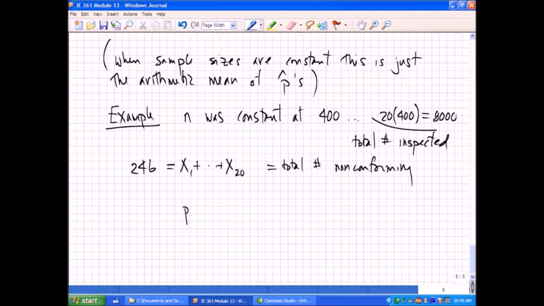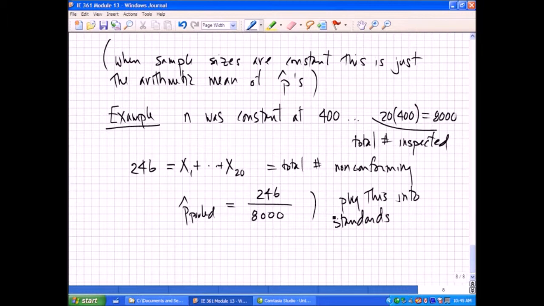and therefore this p hat pooled is 246 divided by 8,000, and this is what gets plugged. So plug this into the standards given formula to make a retrospective chart, make a retrospective analysis.